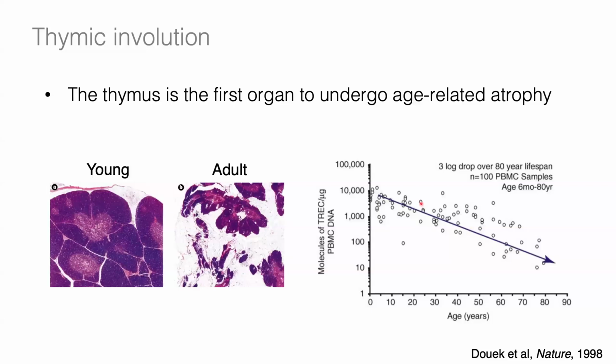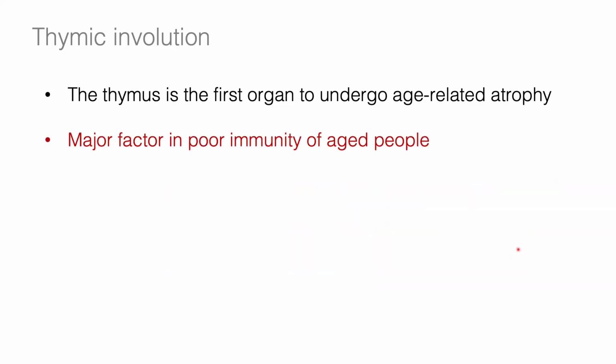You can see here from Daniel Douek's TREC analysis, or T cell receptor excision circle analysis, throughout life. You note the log scale. You have this rapid, also degenerative decrease in the production of new T cells. And this thymic involution and diminished T cell output begins shortly after birth, accelerates through adolescence, and worsens from there. This is a phenomenon that's been observed in virtually all creatures that have a thymus.